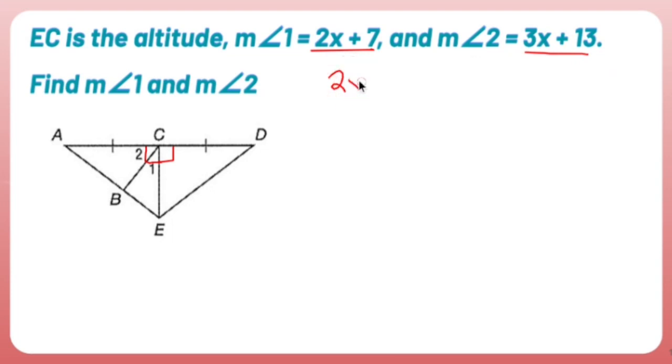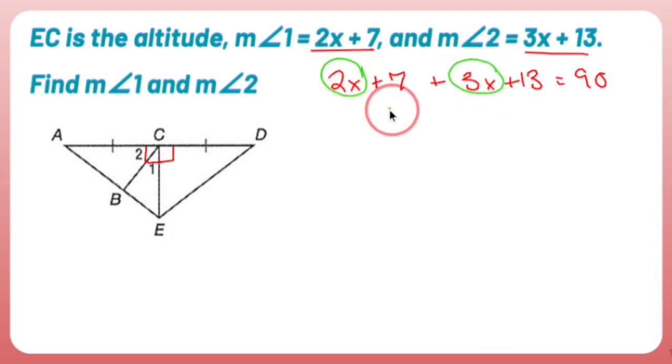So 2x plus 7 plus 3x plus 13 equals 90. All right, we'll combine that 2x and that 3x because they are like terms, becomes 5x. Another nice round number, 7 and 13 make 20. And that equals 90. Now it's a two-step equation.